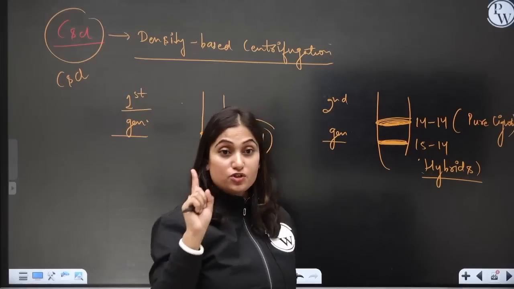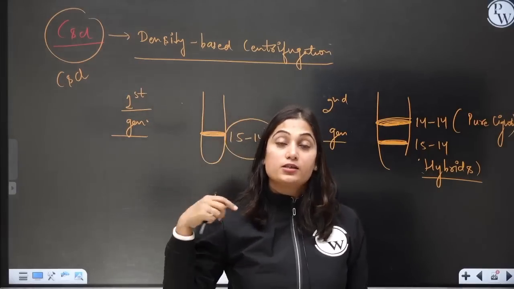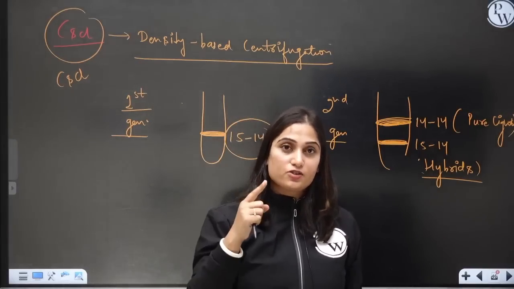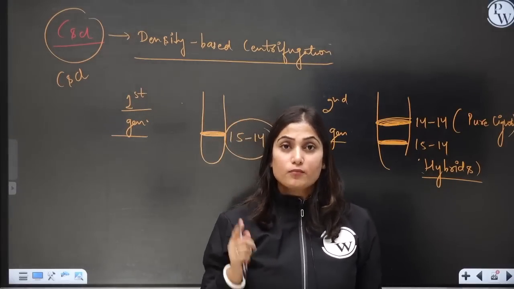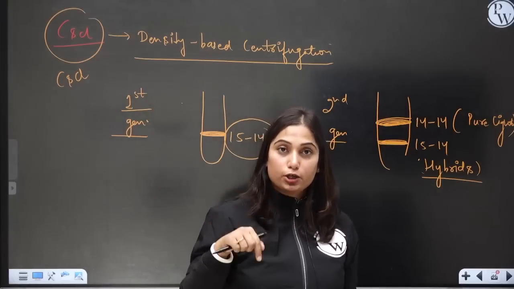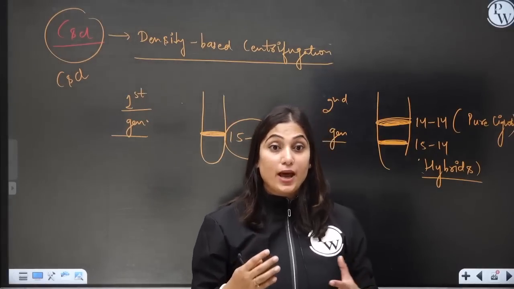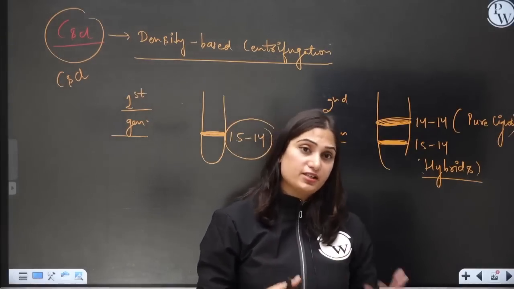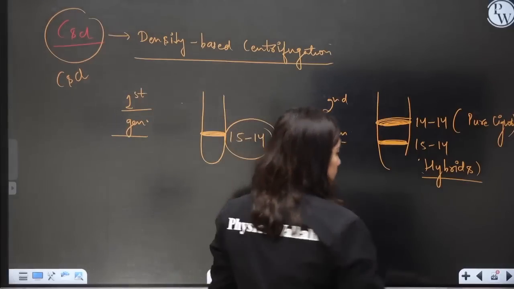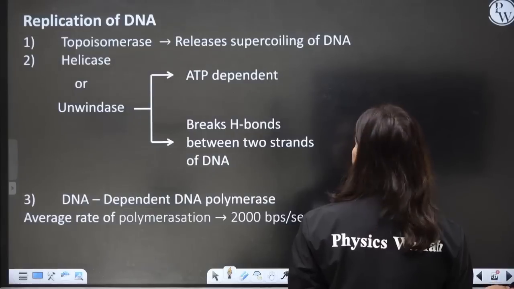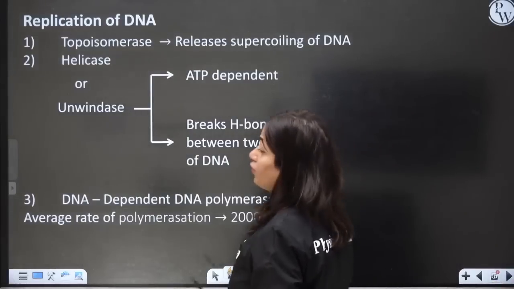One of the strands is synthesized with the help of the medium, and the other strand is the parental strand. The questions related to this topic we'll do in the MCQ section, the detailed questions about what will happen after the first generation and what will happen after the second generation. Now, let's move on to the replication of DNA.